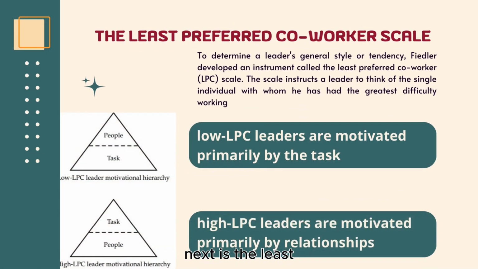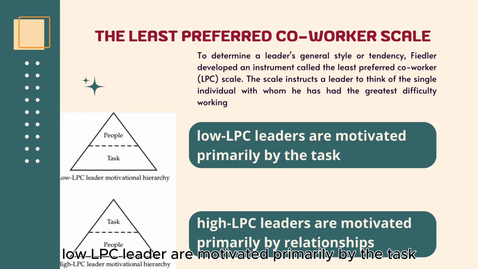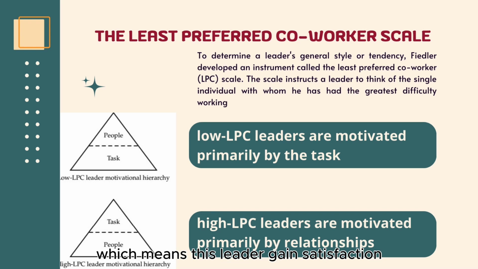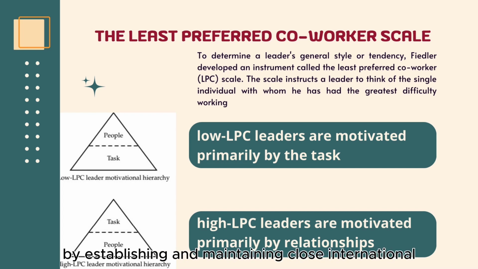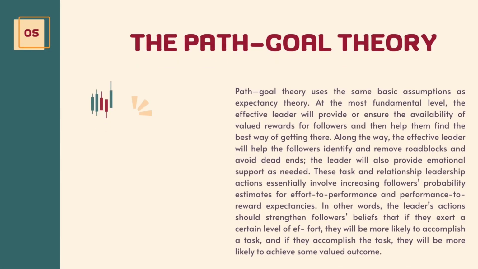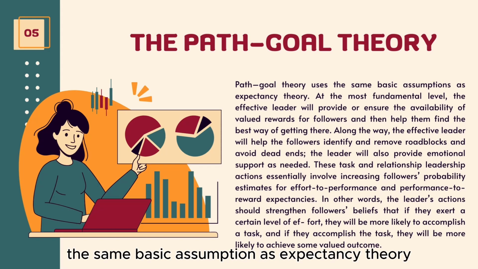Next is the least preferred coworker scale. Low LPC leaders are motivated primarily by the task, which means this leader gains satisfaction primarily from the task accomplished. Next, high LPC leaders are motivated primarily by relationships, which means these leaders are satisfied primarily by establishing and maintaining close interpersonal relationships. Path-goal theory uses the same basic assumption as expectancy theory.